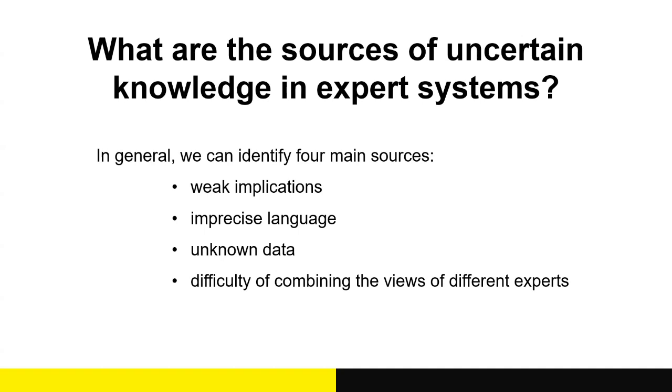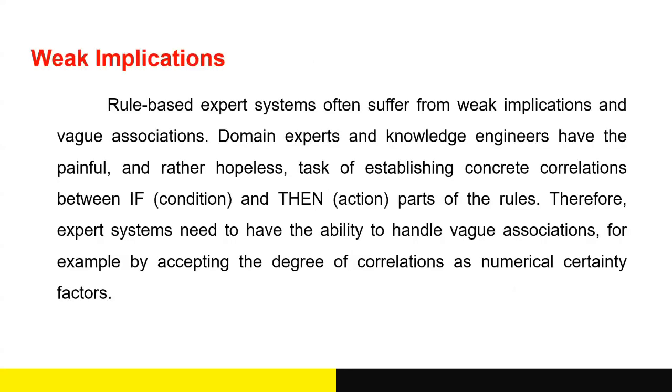What are the sources of uncertain knowledge in expert systems? In general, we can identify four main sources, and those are weak implications, imprecise language, unknown data, and difficulty of combining the views of different experts.